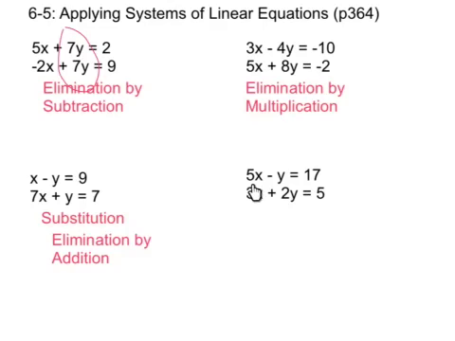So the last one that we have, 5x minus y equals 17, 3x plus 2y equals 5. I'll give you just a moment to see if you can figure out what the best method is on your own.